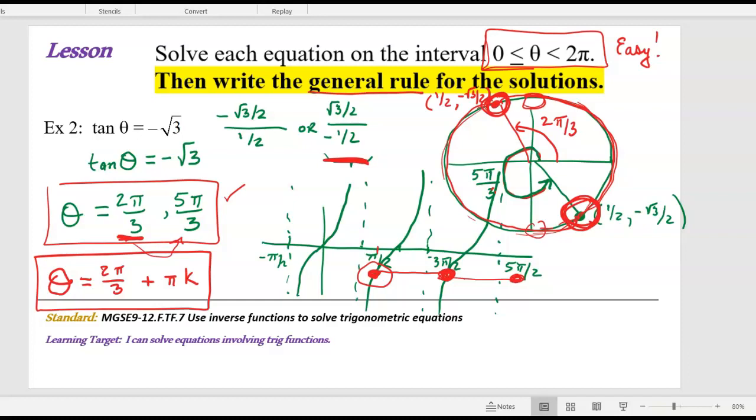When you're writing the general rule, you don't need to write 2 pi over 3 plus pi k and then 5 pi over 3 plus pi k, because that's redundant. All right, this general rule includes the 5 pi over 3. Okay, so that can be a weird point to understand. So of course, if you have questions about that, you can shoot me an email and we'll talk about it.